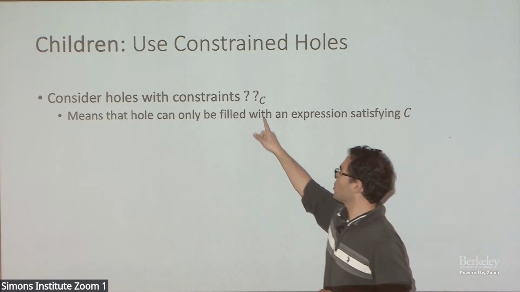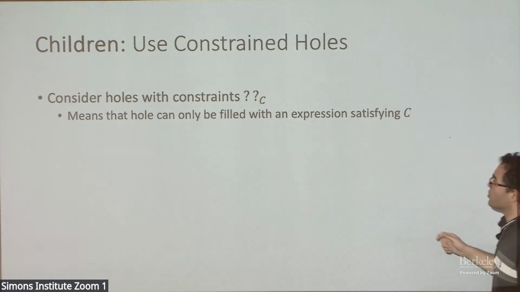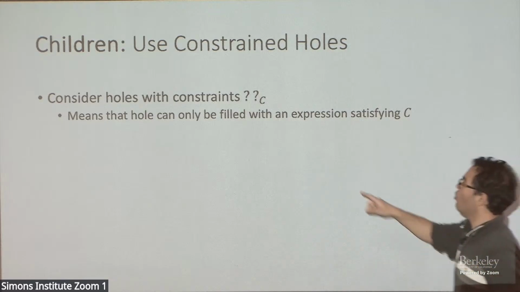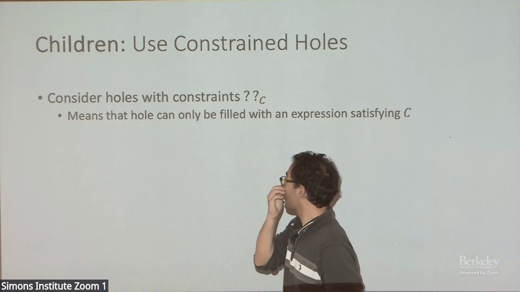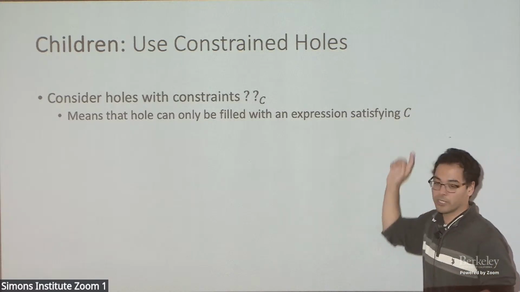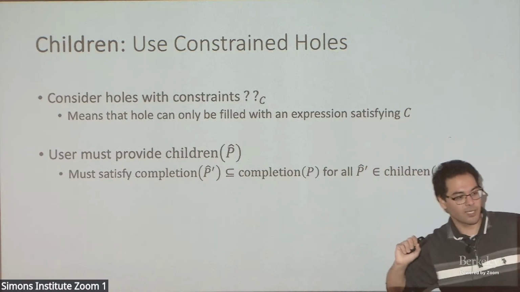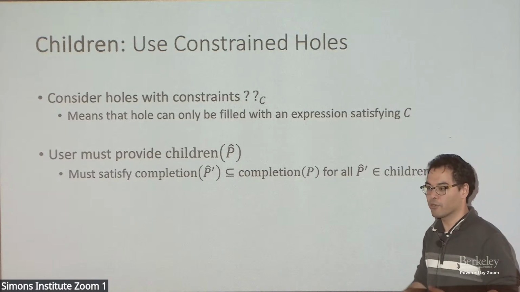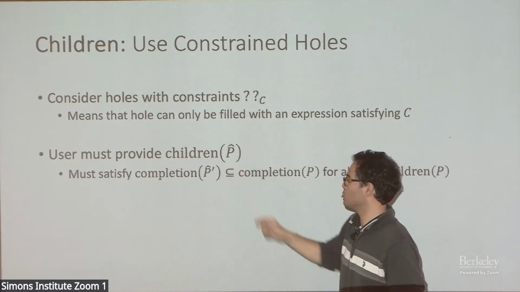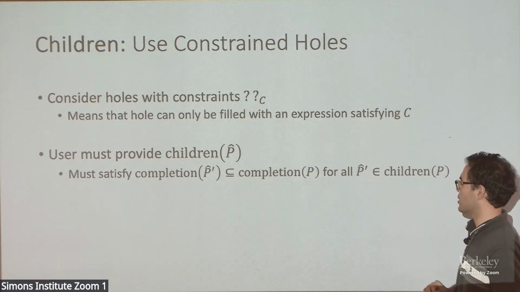But what we're going to do is allow the enumerator to decompose holes in other ways. So we introduce this idea that holes can be labeled with constraints. A hole with this label C, where C is some kind of constraint, we'll see an example later, means that the hole can only be filled with an expression that satisfies this constraint C. One caveat: in traditional syntax-guided synthesis, you just provide the grammar as a user and that specifies the search order. But here you actually have to provide exactly how the children are completed. So it's a little bit more work for the user to do, but we'll see that you get some benefits out of doing this.